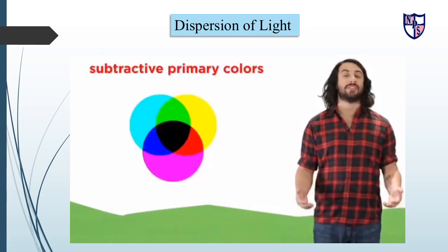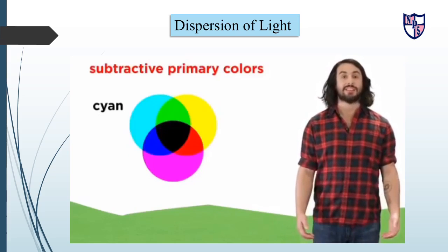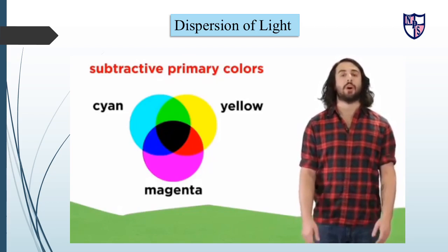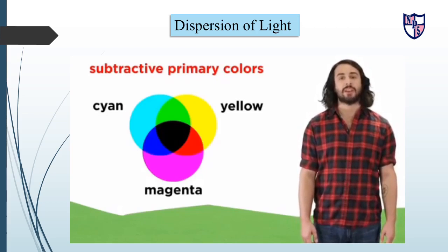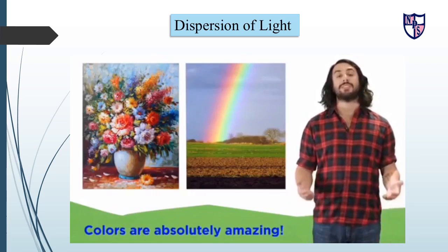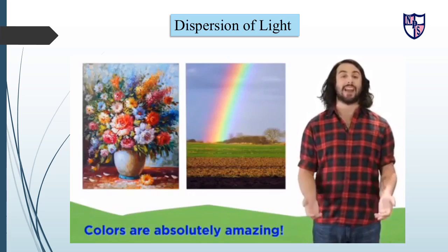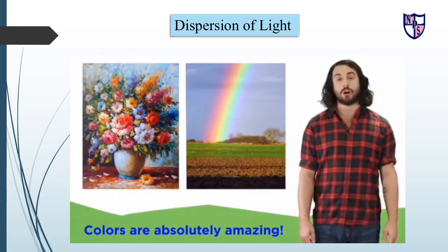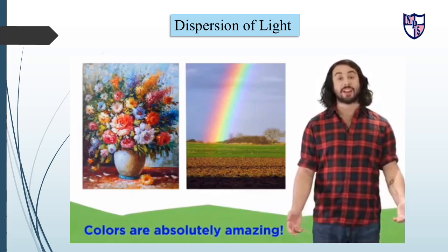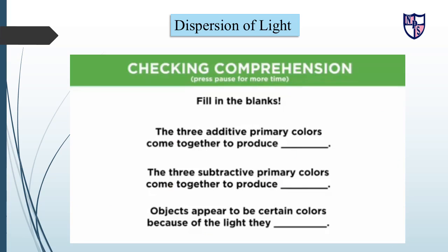All three of the subtractive primary colors, cyan, magenta, and yellow, when combined, will subtract all of the colors from white light, and the mixture will appear black. So the next time you do some painting or see a rainbow, give a moment's thought to the electromagnetic waves that produce all of the vibrant colors we have grown to appreciate. Let's check comprehension.